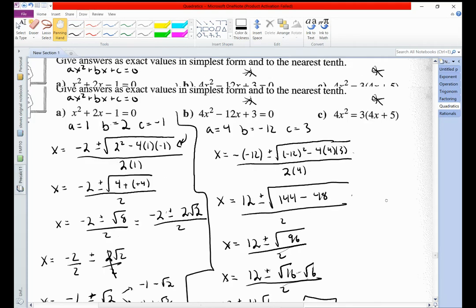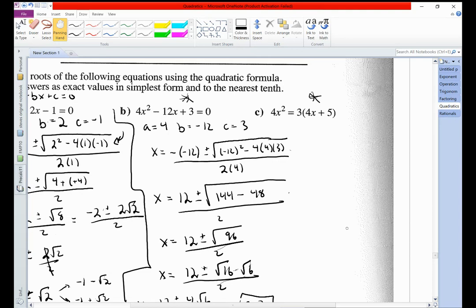This one, I just want to talk about how to start this one. So you can see that we don't have it in the form that we want. We want it to be a nice ax squared plus bx plus c trinomial. So we have to do a little bit of expanding first. So what I do here is multiply that 3 in. So now we have 4x squared is equal to 12x plus 15. And then you can just do some algebra. So I'm going to subtract 12x from both sides.